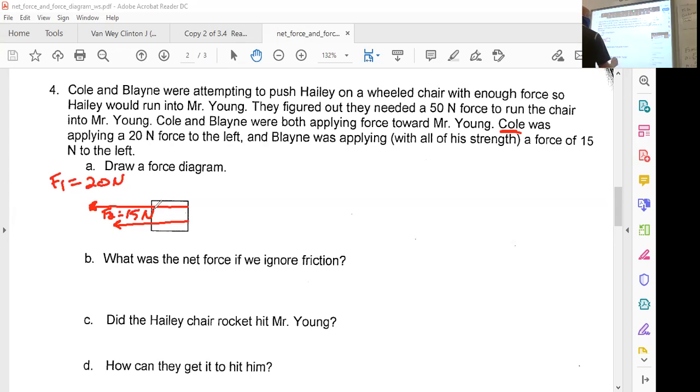The forces act in the same direction. Cole and Blaine were both pushing in the same direction on the chair. If Cole pushes 20 and Blaine pushes 15, then their forces get added together. Got you, Chris. So they add together. The net force is 20 plus 15 equals 35 newtons of force. Did the chair hit Mr. Young? It says they needed 50 Newton force to hit Mr. Young. Did they have that?